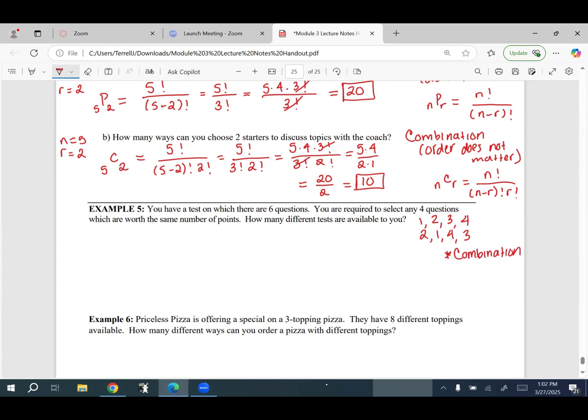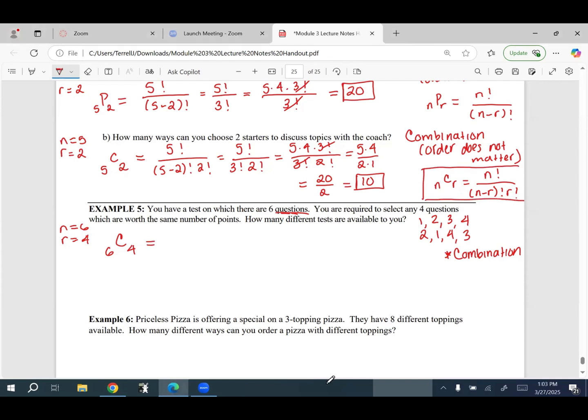So I need to identify what's my N and what's my R. My N is 6 questions total. You have a test and there are 6 questions. You are required to select any 4. So my R, the amount I'm selecting, is 4. And so I'm doing NCR, 6C4. And the formula, you can refer to what I've boxed in above right there.